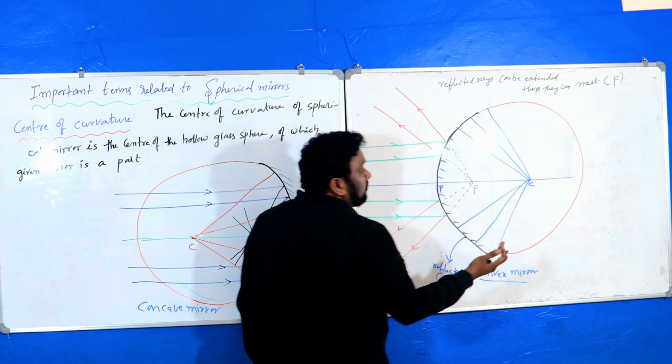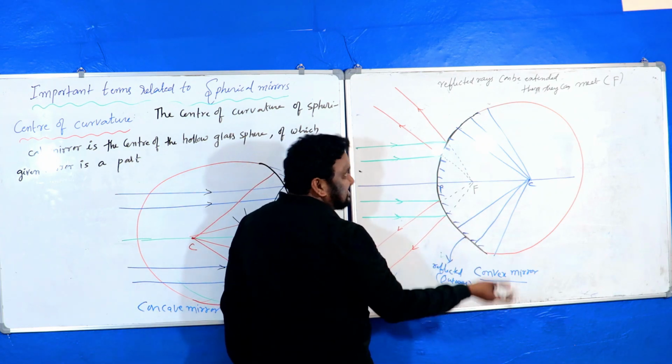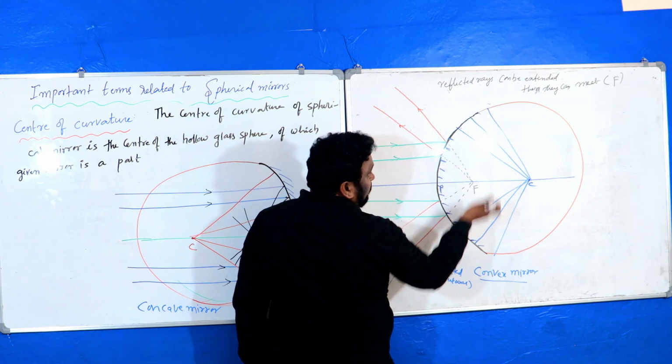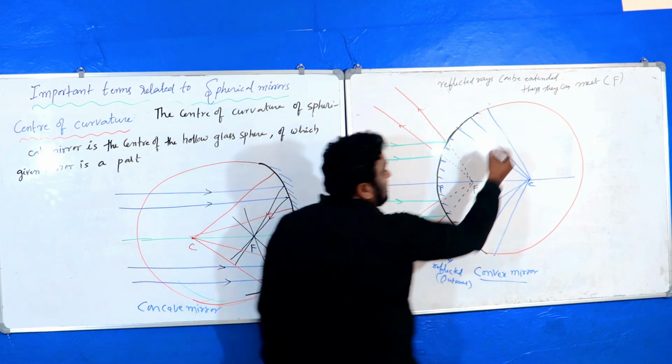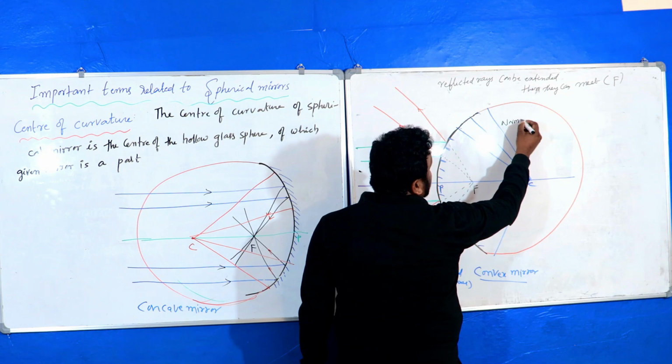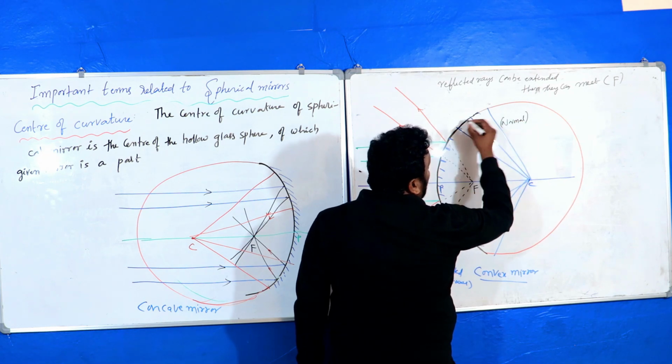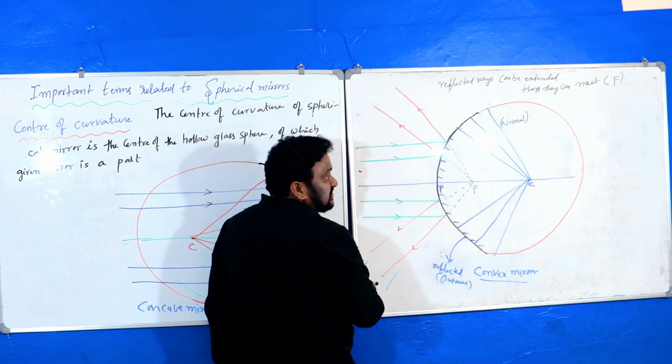And what is the center of curvature? What can we define exactly? In this figure you are finding some blue color lines. These are the normal lines which are drawn from the reflected surface.